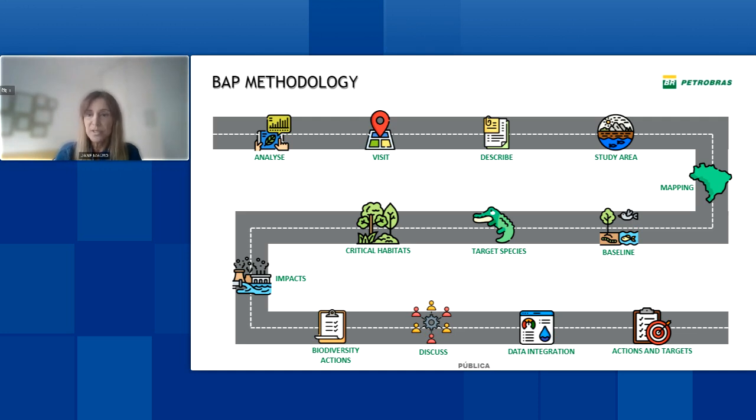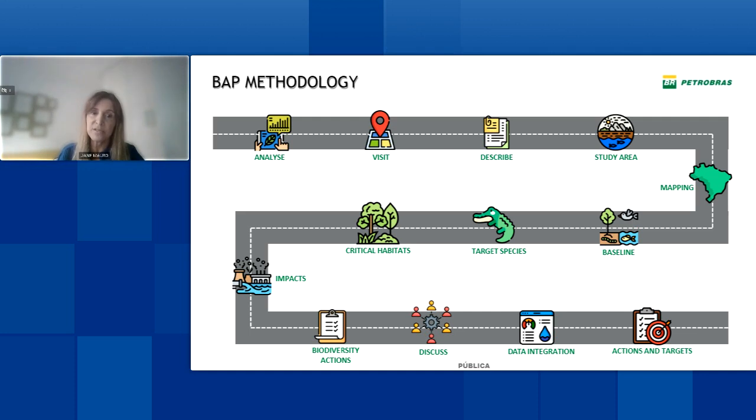So first, since the projects are already there, we analyze all data already generated for the project, biodiversity data and information, and from other sources. We visit the site. We describe the interactions of the operations within this social environmental context. We define the study area. Then we map all protected areas according to Brazilian legislation, but also Ramsar sites, World Heritage sites, IBAs, and KBAs. We establish our baseline using the data already generated and produced by other sources.